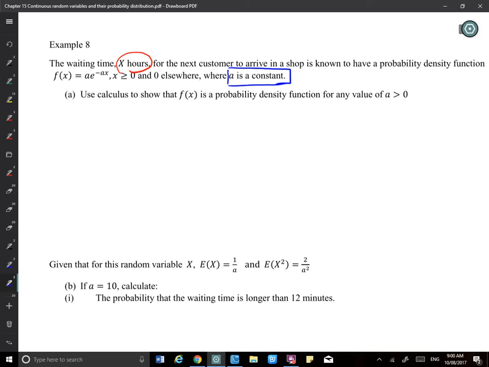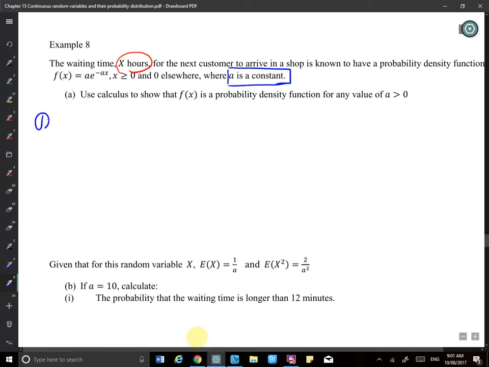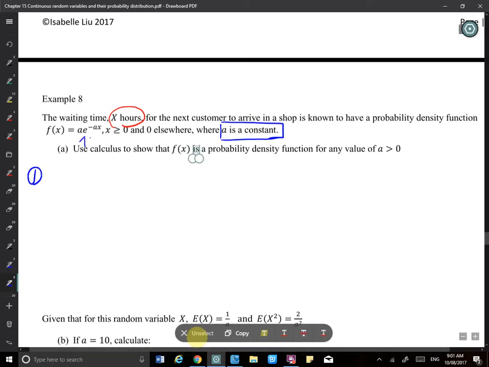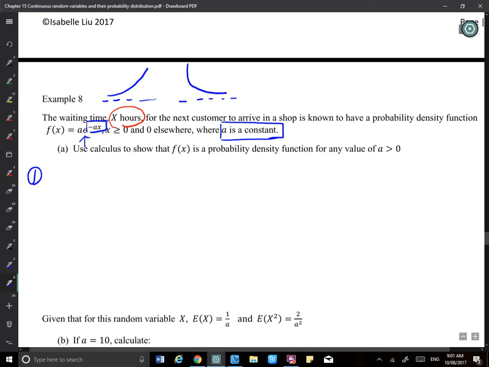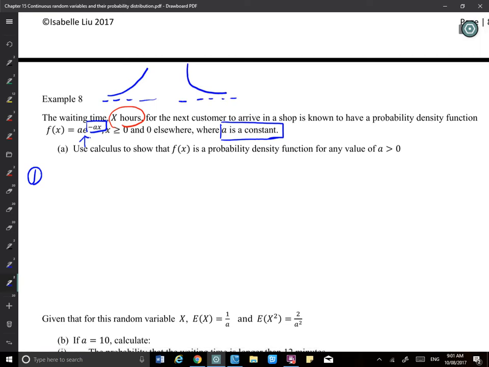So use calculus to show that f(x) is a probability density function for any value of a greater than 0. Let's have a think about the shape of this graph first. What kind of graph is that? Exponential. We have base e, so I should have an increasing graph. But I have a negative coefficient of x, so it gets reflected on the y-axis. So it becomes a decreasing function.